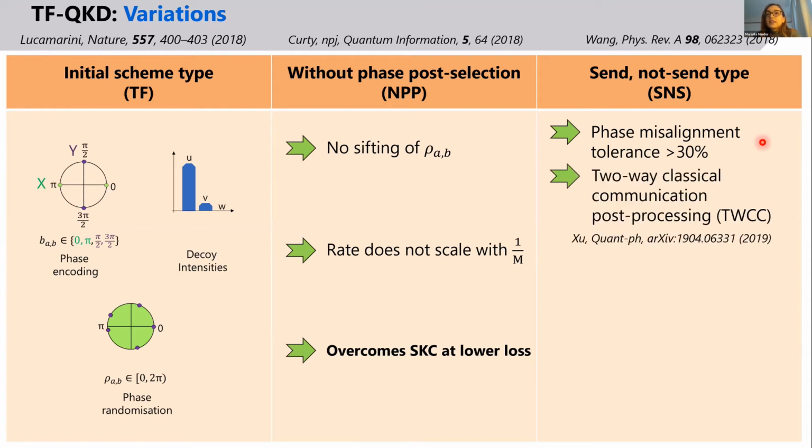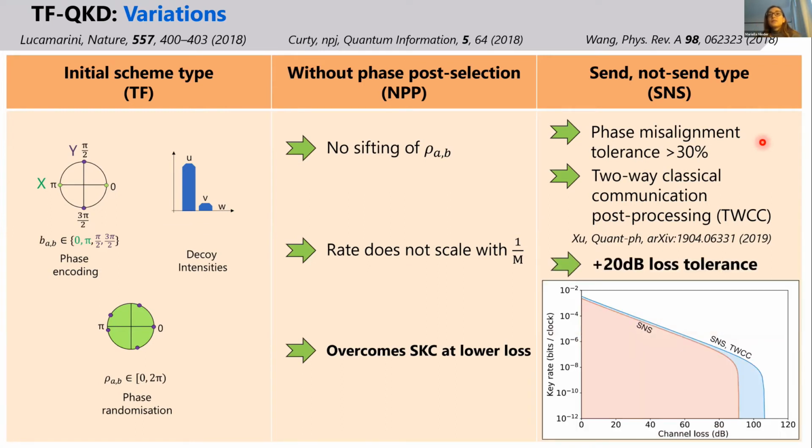The other very interesting thing about SNS is the fact that if you implement the two-way classical communication post-processing method, which is this kind of bitwise parity pairing sifting of the sifted key, so it's a second sifting stage, you can get great results, something that is not very common amongst QKD protocols. So you can get an extra 20 dB of loss tolerance. And as you can see here, this is really good because we already can reach very high distances, and now we're getting an extra 20 dB just by doing some post-processing.